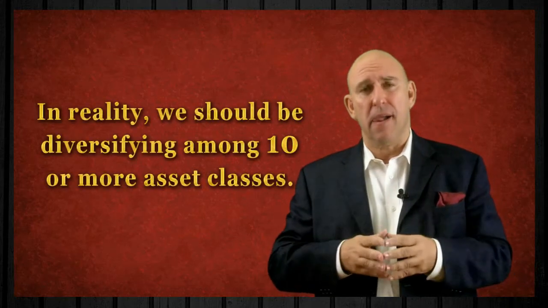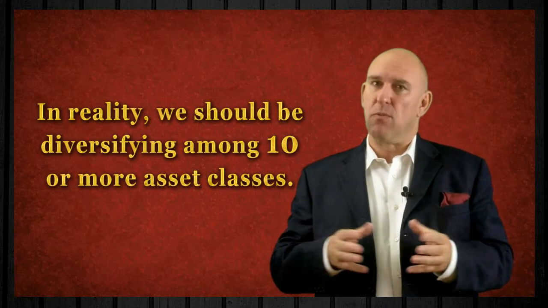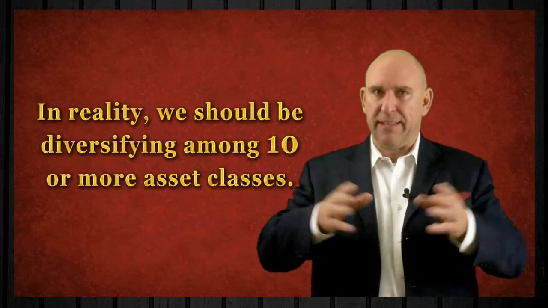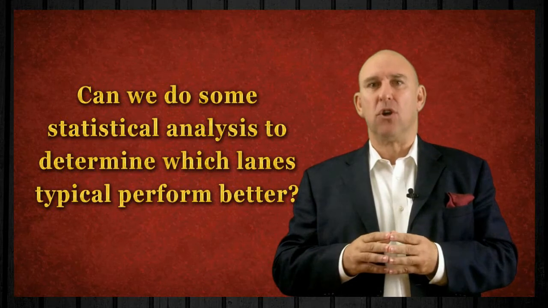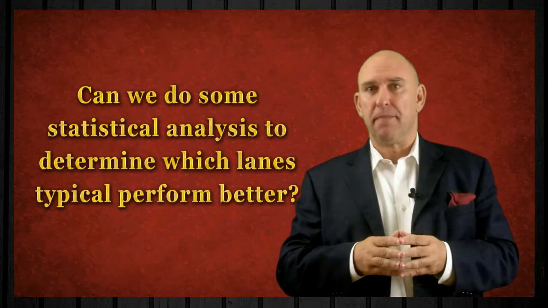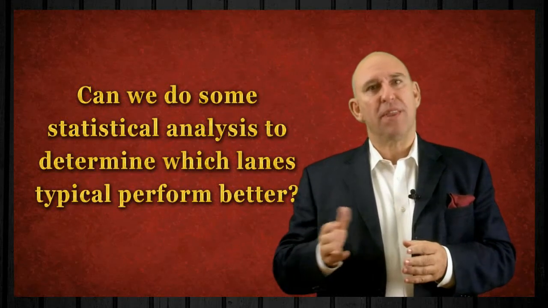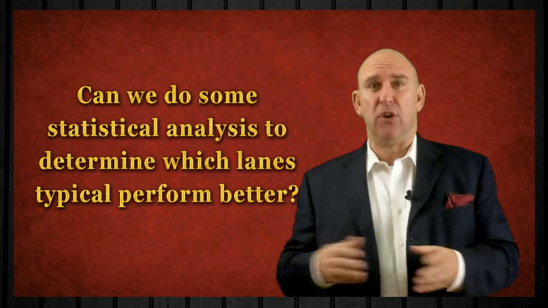Obviously, so we didn't overwhelm you with data, this is just an example of diversifying amongst 4 different asset classes. In reality, we should be diversifying among 10 or more asset classes, hence my 10 lanes into Chicago. Now that we've taken a simplistic view, how about we take it a step further? If we have our 10 lanes into Chicago, can we do some statistical analysis to determine which lanes typically perform better? Of course so. With that in mind, what does better mean to you?